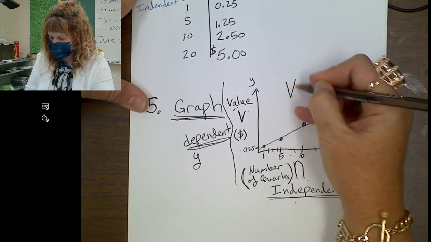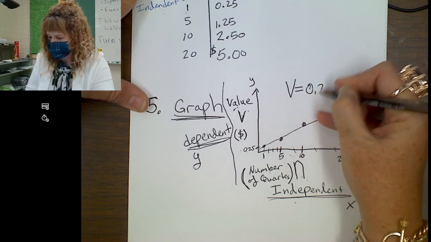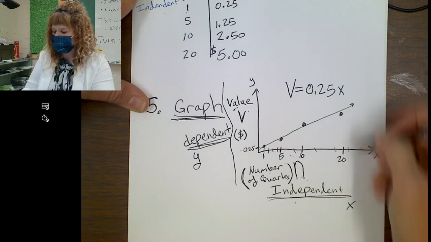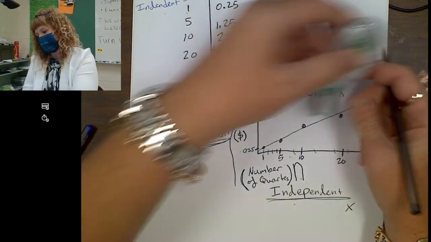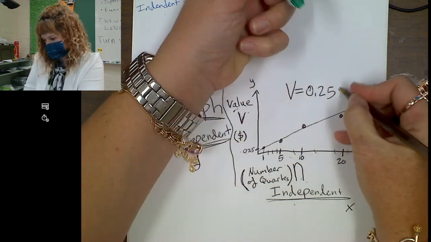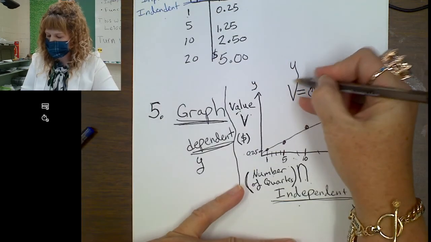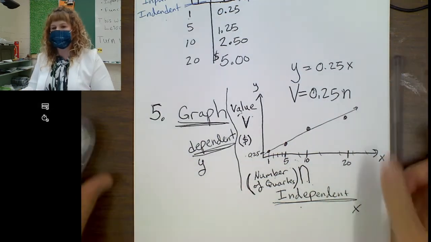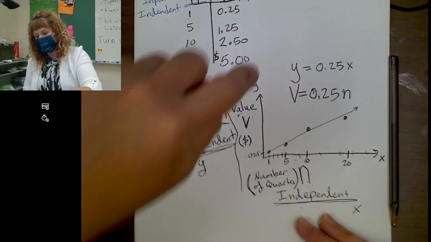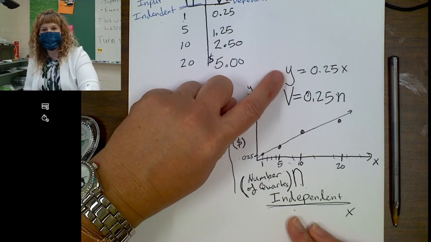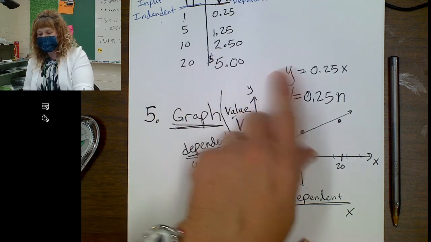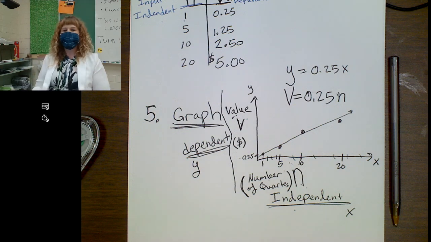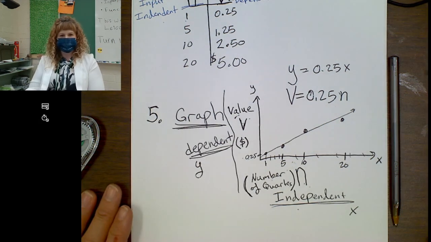So we get v equals 0.25n. And here is a graph of that function. Oops, I said x, but we're using n. If I used y, it would be y equals 0.25x. You can use any variables you want, but you must have the dependent variable isolated, and then an expression containing the independent variable. Okay, I'm finished. There we go. Good job, guys.